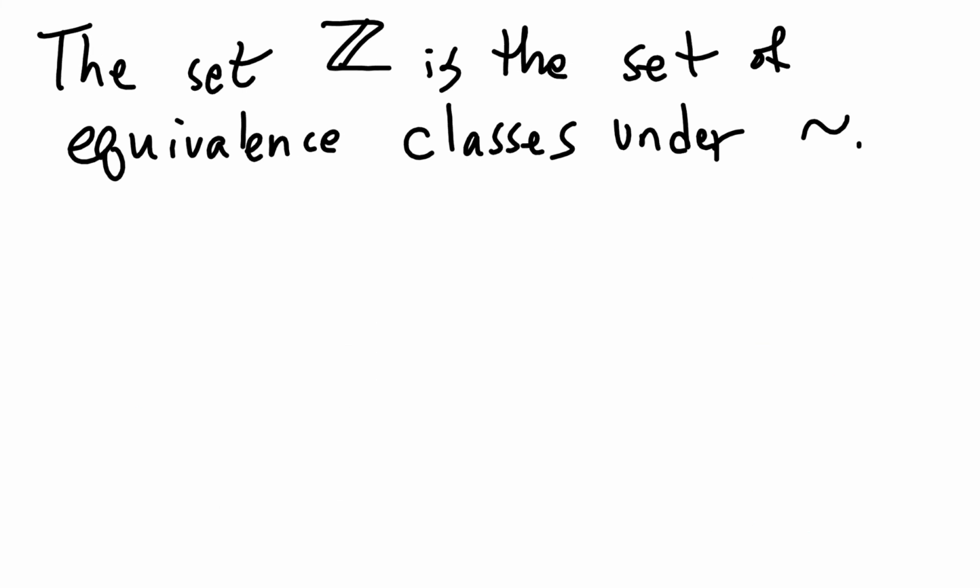So the set Z is not a set of ordered pairs. The set Z is a set of equivalence classes. That's important for you to know. We're not looking at a set of ordered pairs. We're looking at a set of equivalence classes.